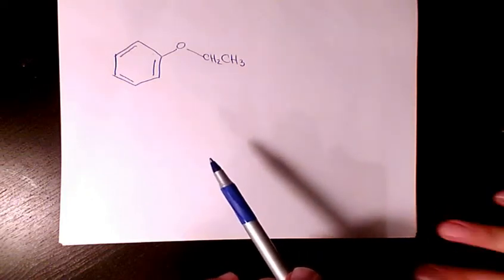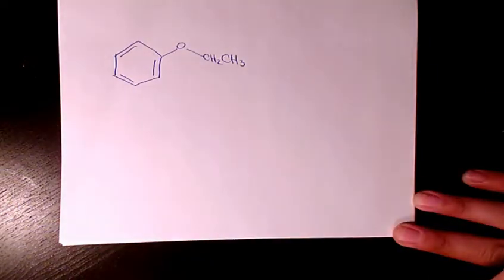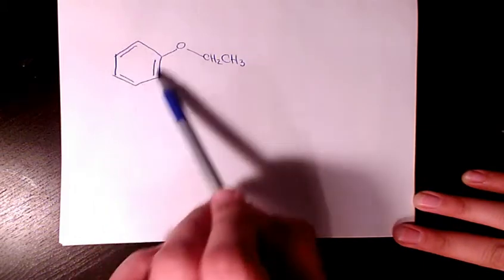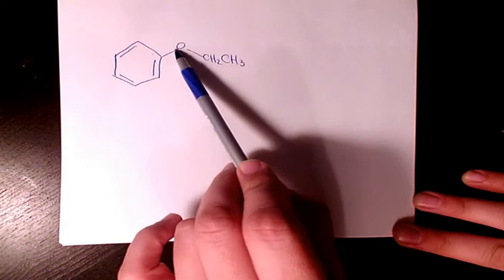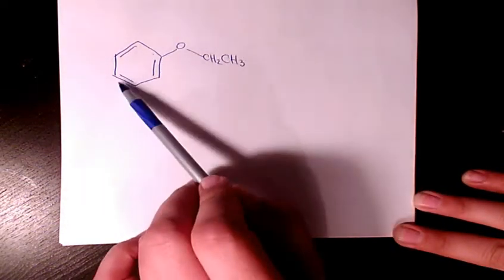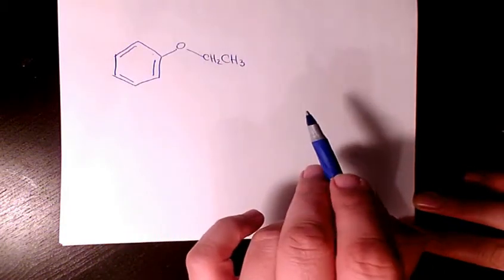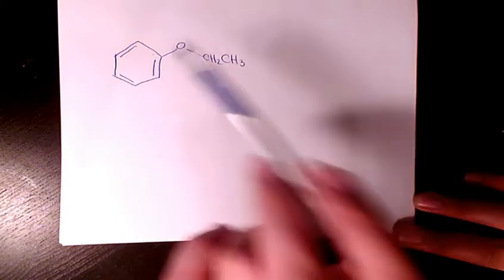Welcome to my channel. In this video I want to name this organic compound. So as you see here we have a benzene or phenyl group, and here we have an alkyl group, and they're connected by an oxygen atom. So since we have an alkyl group and an alkyl group connected by an oxygen atom, we can say that this is an ether. This compound is an ether.